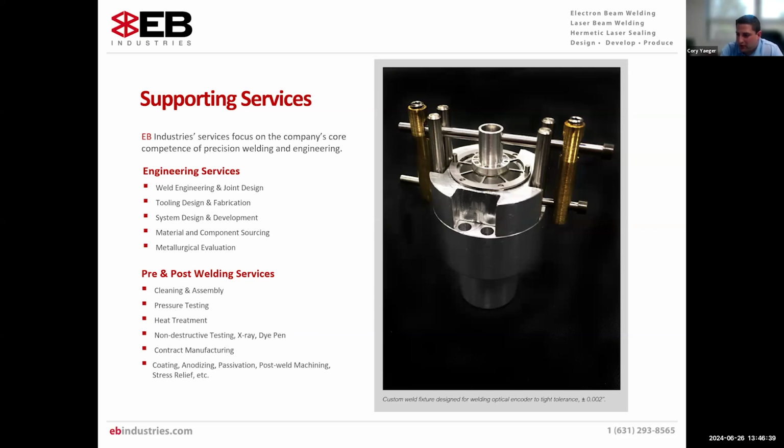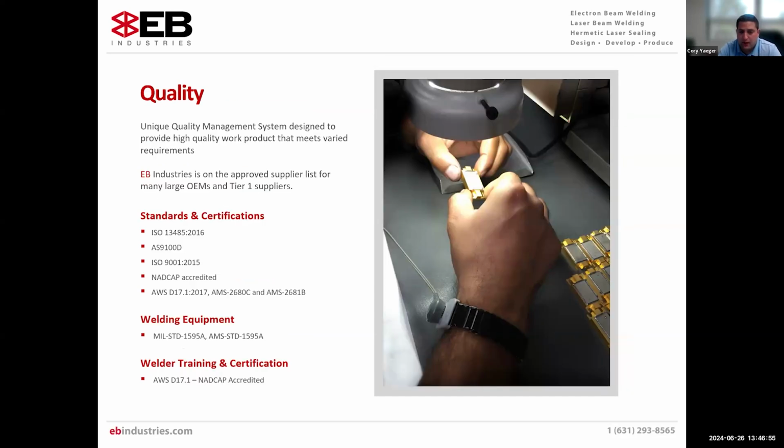In terms of pre and post welding services, we offer cleaning and assembly, pressure testing, heat treating, NDT like X-ray, dye pen, mag particle, and others, contract manufacturing, and some other services like coating, anodizing, passivation, post-weld machining, stress relief, among many others.